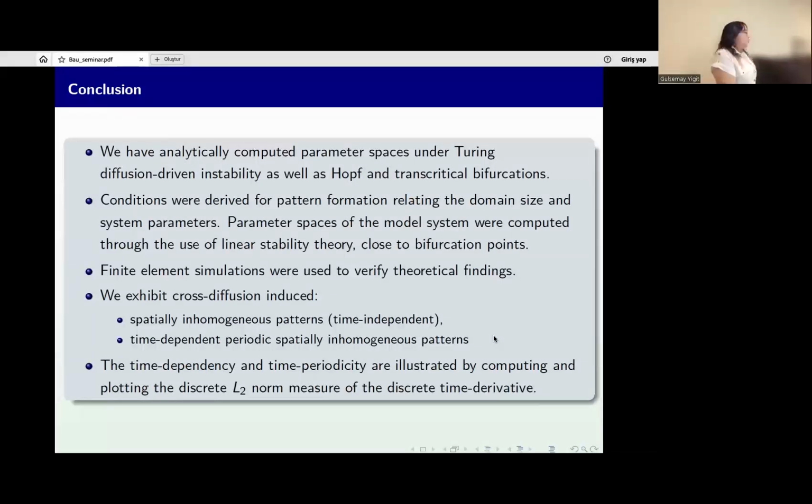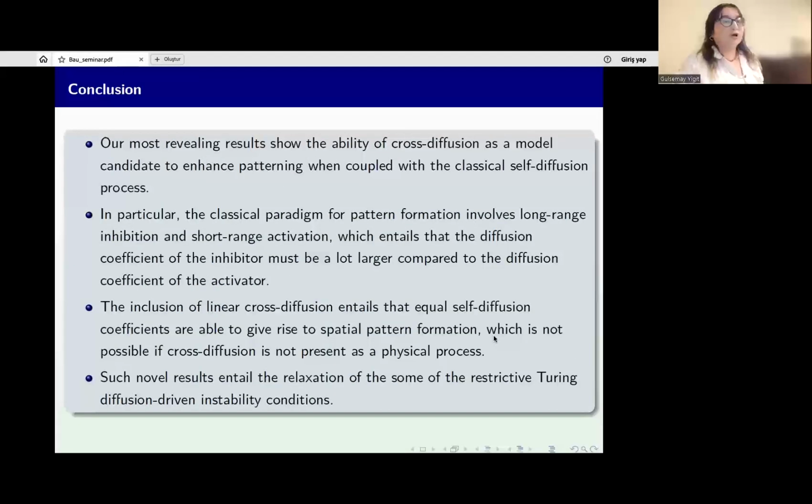And we use Neumann boundary conditions, zero flux boundary conditions, in our eigenvalue problem, and of course in the finite element simulations. And we have time-independent, spatially inhomogeneous patterns, Turing type patterns. And we have time-dependent, periodic spatially inhomogeneous patterns, spatiotemporal patterns, simply. And our two norms graphs are actually supporting our numerical observations.